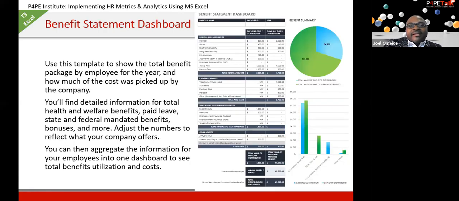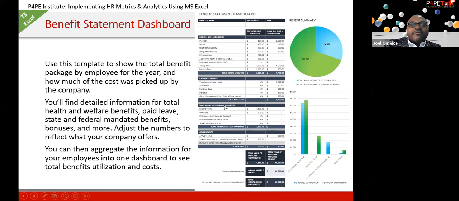Then there's your benefits statements. You can also check your benefit statement. How much are we paying for medical? How much are we paying for pension? How much are we paying for this? And then compare them side by side. And you can then see the total amount of money that's been spent in terms of benefit for employees.